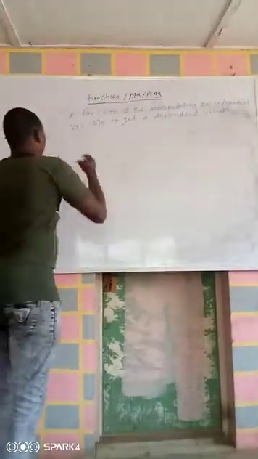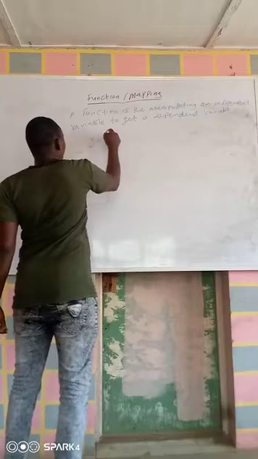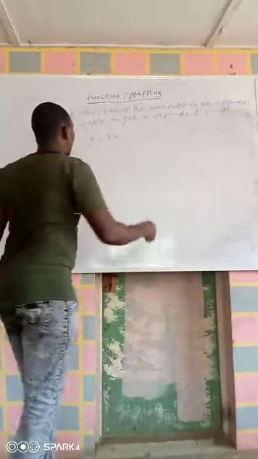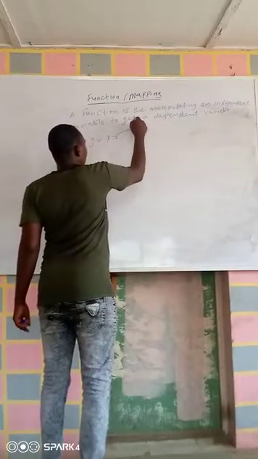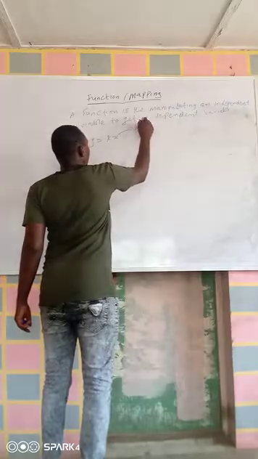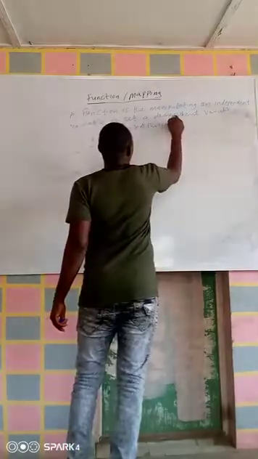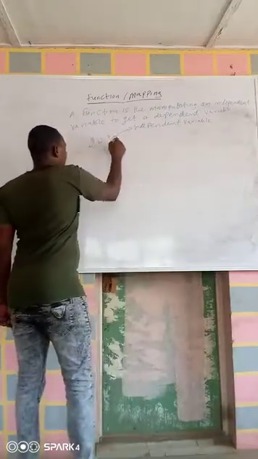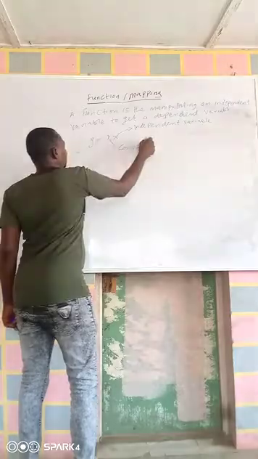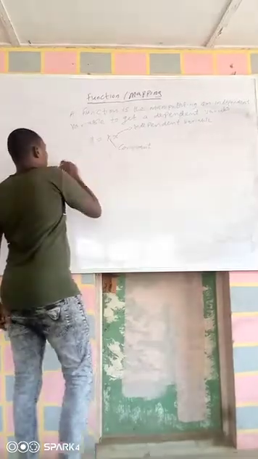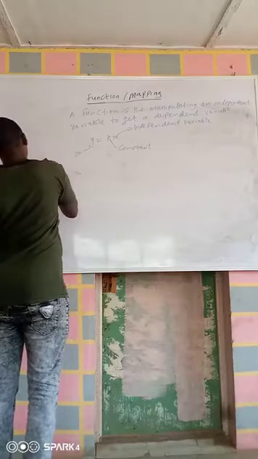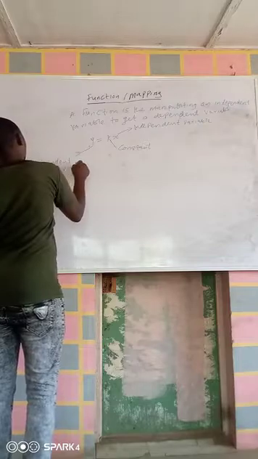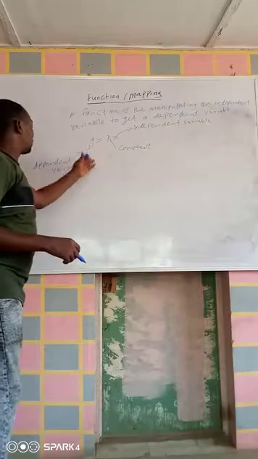If you have a y, you have y is equal to kx. This is a function where x is the independent variable, k is a constant, while y is the dependent variable. Okay, so this is a function.